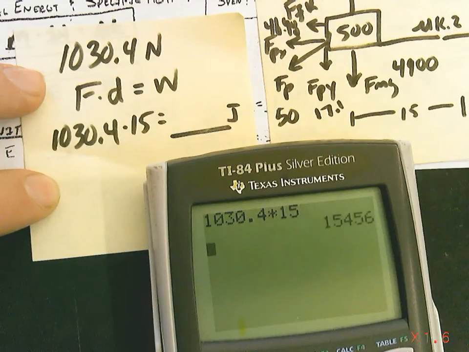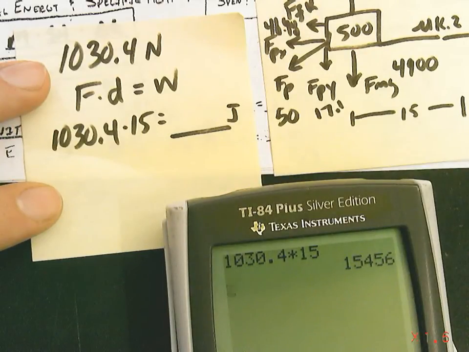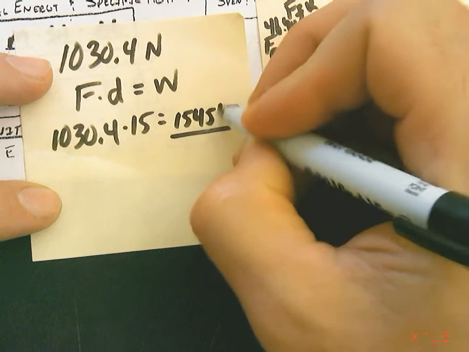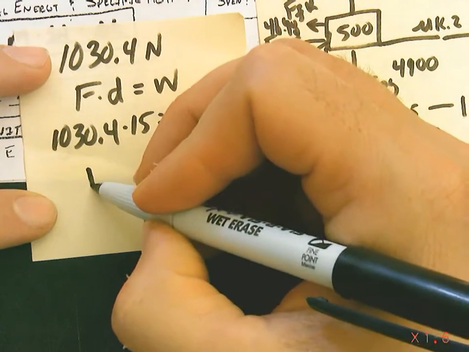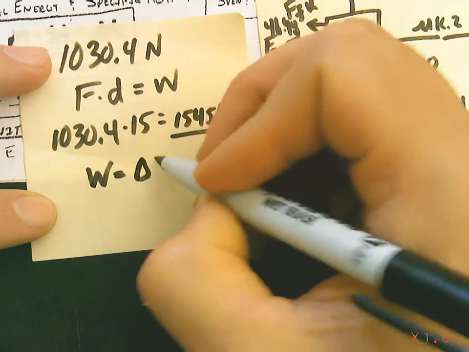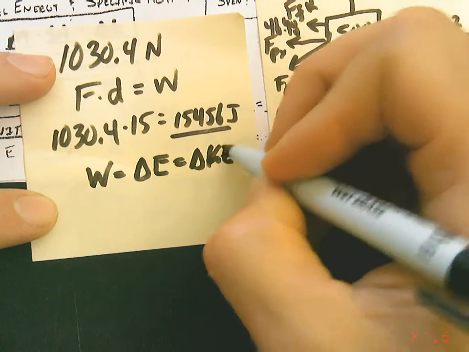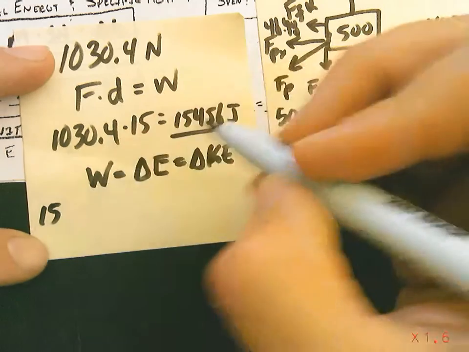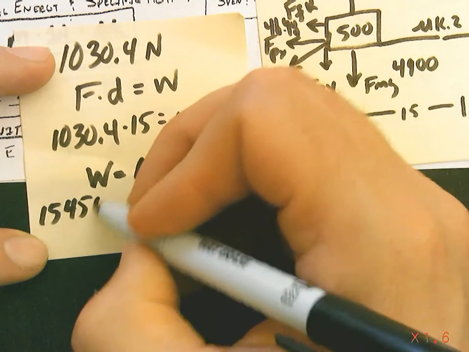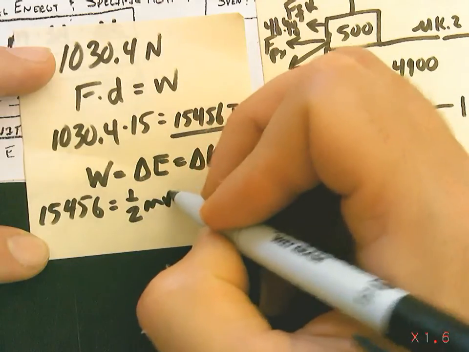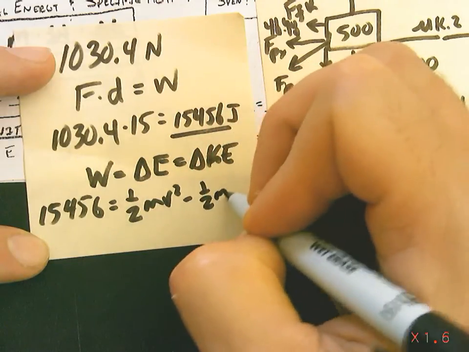Multiply by 15, the distance, and we get 15,456. That would be the net work in joules. So work equals force times distance, but it also equals a change in energy, and the energy changed in such a way that it was kinetic energy. So this 15,456 number in joules equals 1/2 mv squared minus 1/2 mv squared.